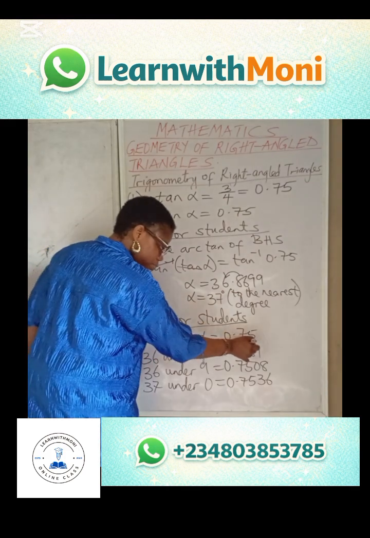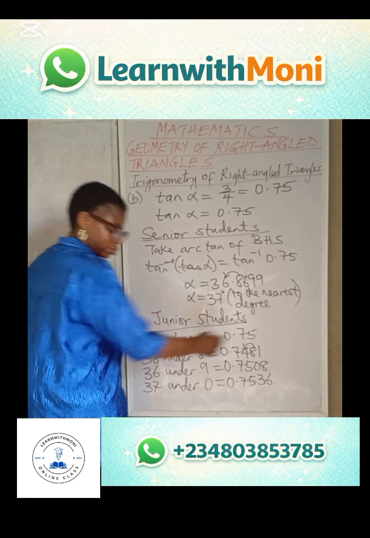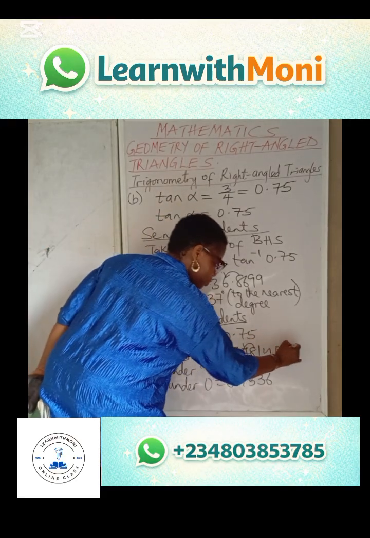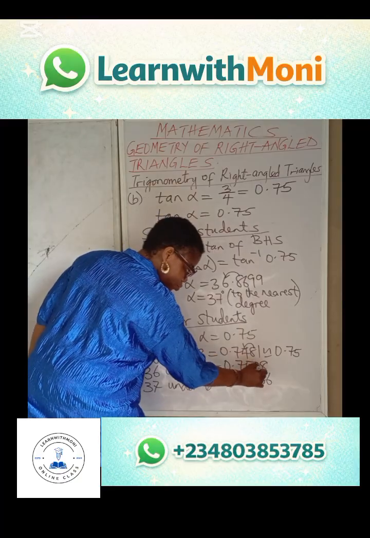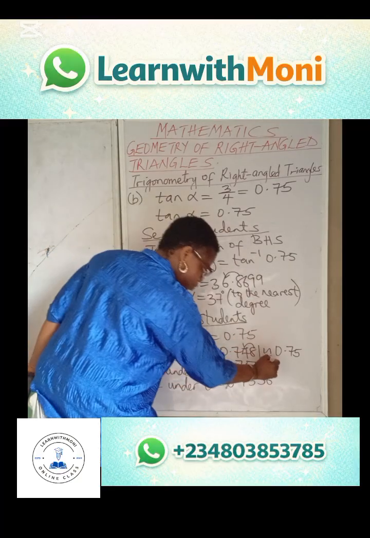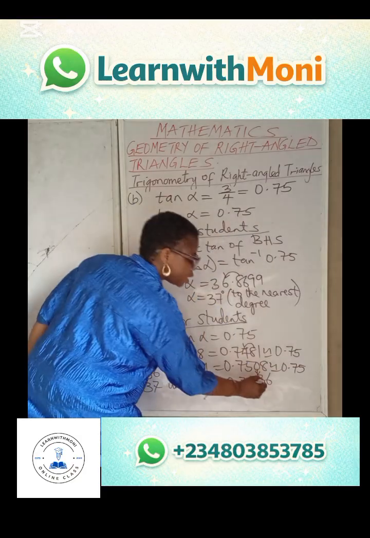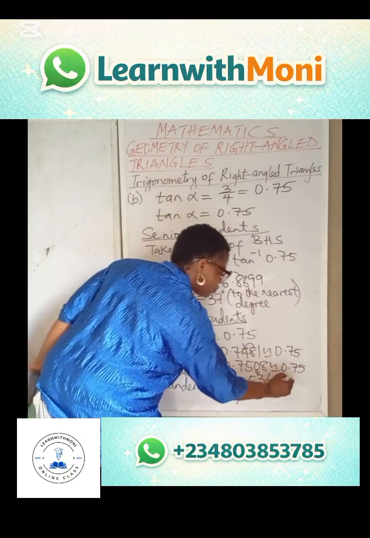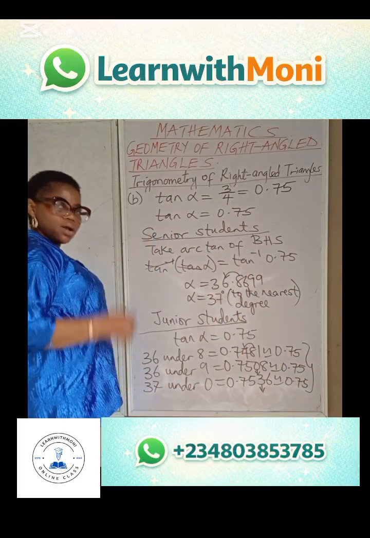Because if you approximate this to 2 decimal places, it is going to give you 0.75. So any of the three are correct.